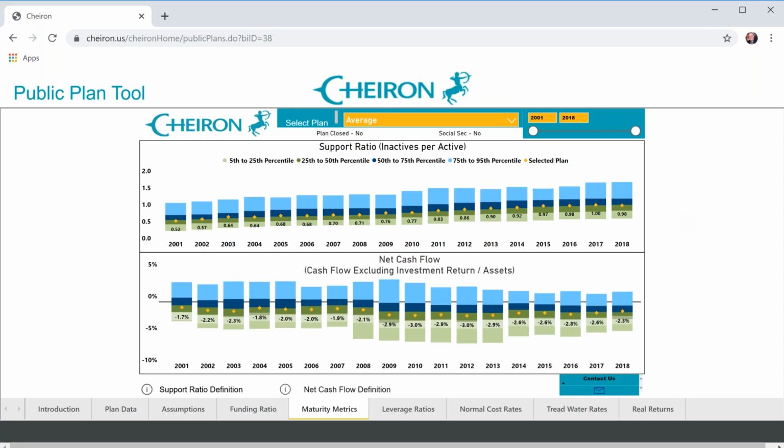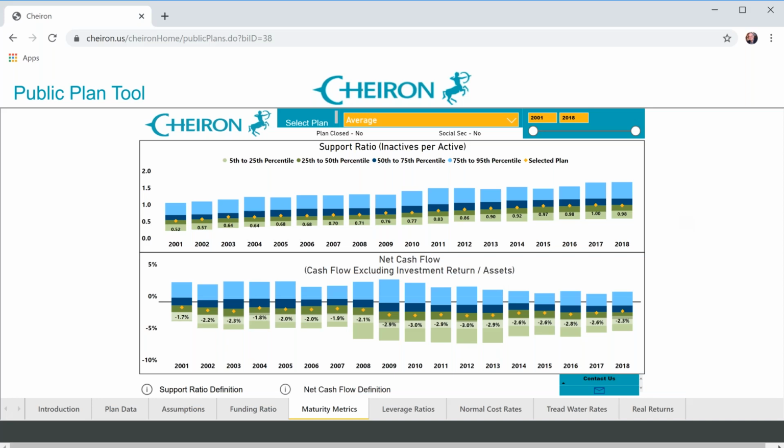We know that mature pension plans are more sensitive to risk. And with the implementation of ASOP 51 on risk disclosures, most actuaries are including some maturity metrics in their reports. But what we found is that the maturity metrics are hard to interpret without some context. And so that was one of the reasons we generated this tool, was to help plans compare to other plans on these maturity metrics and to see how those metrics changed over time.